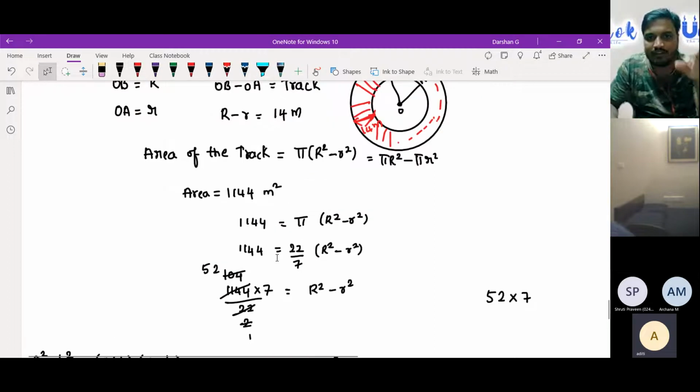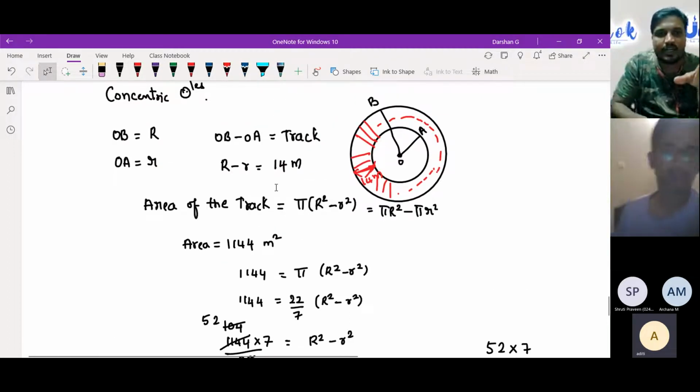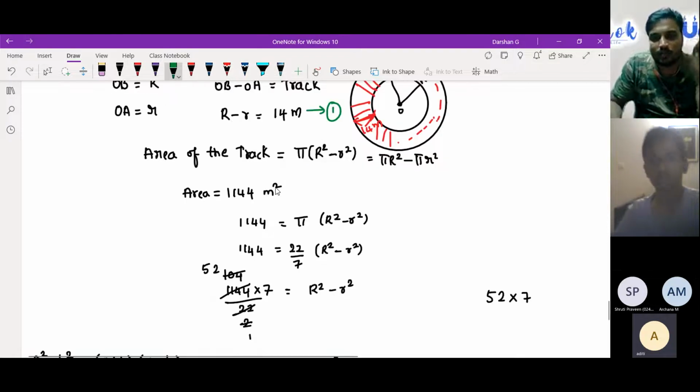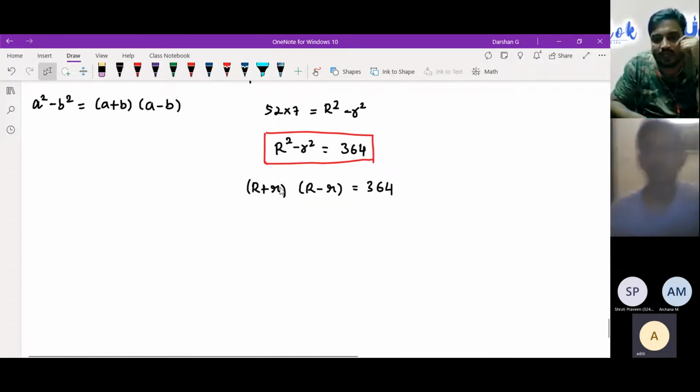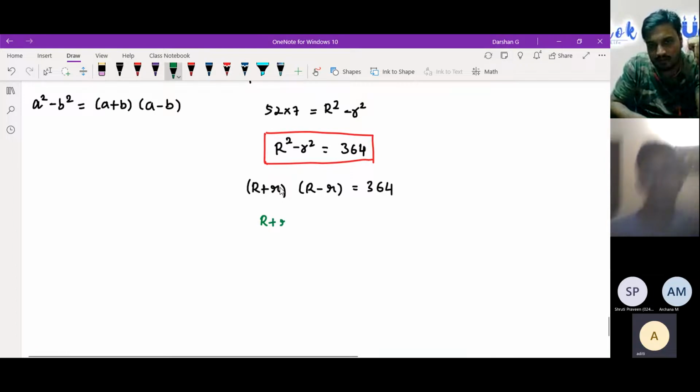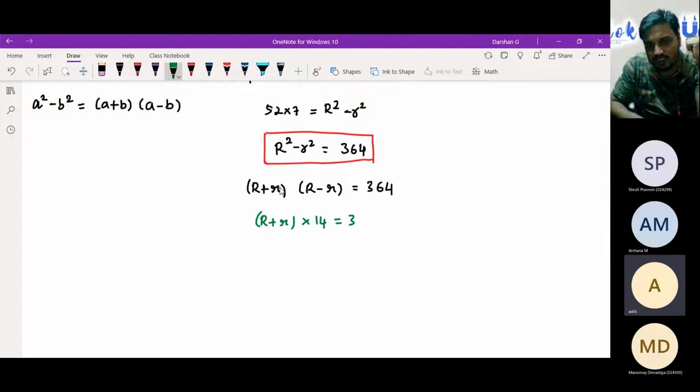In the question, they have given us R minus r, that is 14. So R plus r into 14 equals 364. So R plus r equals 364 divided by 14. Now let's see who will try and divide it first and tell me the answer of R plus r.